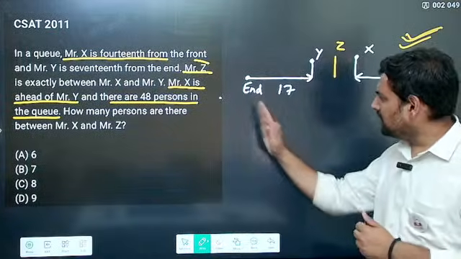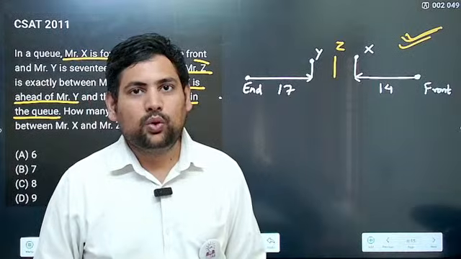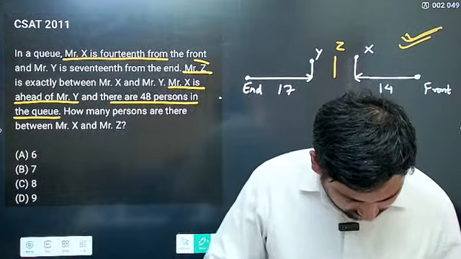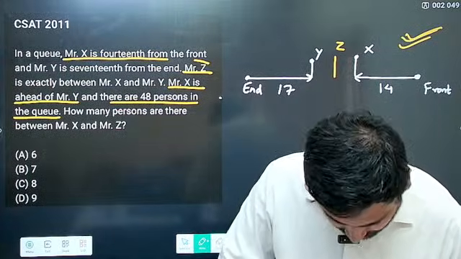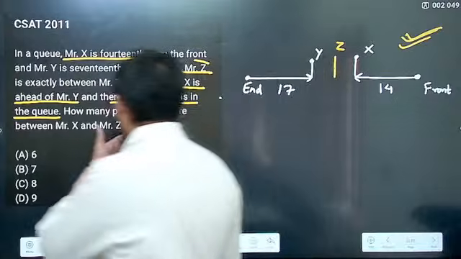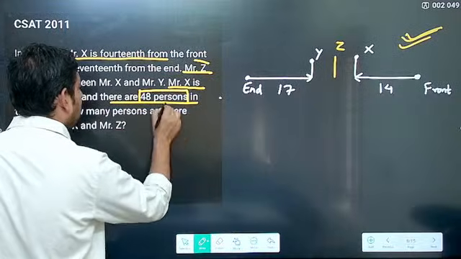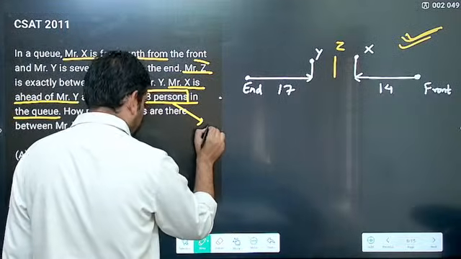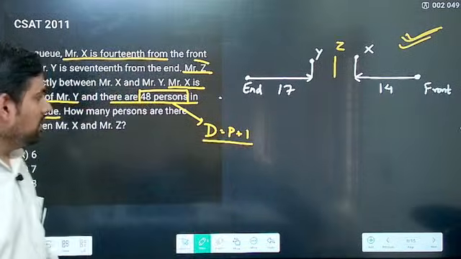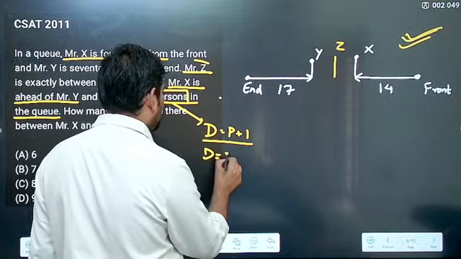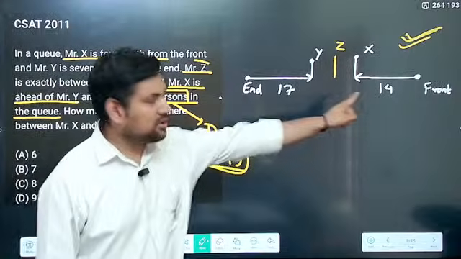Now, if the total number of people in the queue is 48, what will be the length of the entire row? If there are 48 persons, then what is the total length? Distance is equal to people plus 1. So 48 plus 1, distance comes out to be 49. So in total, the total length should be 49.